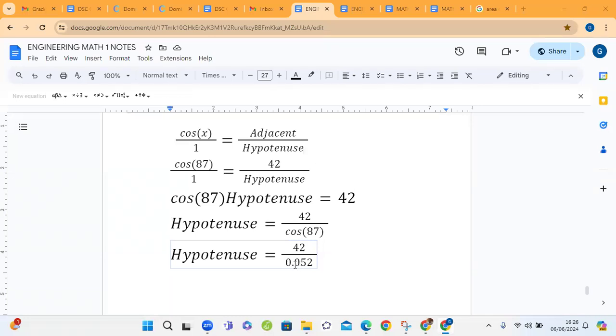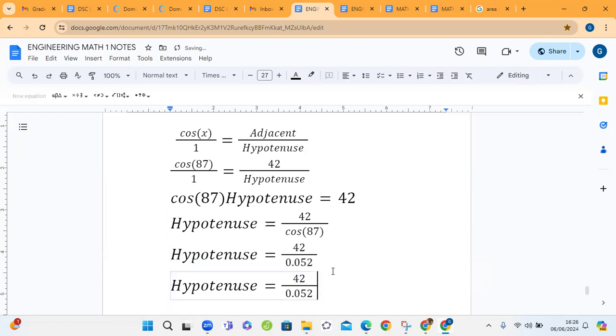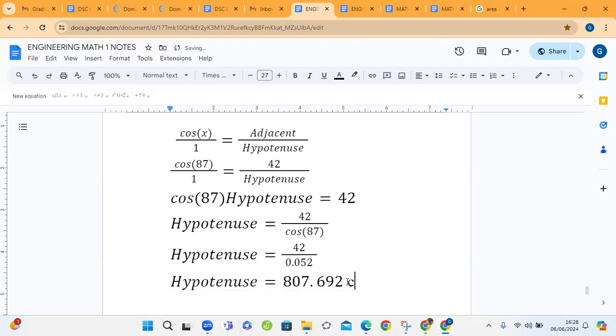So therefore now, in this example, the hypotenuse is 42 divided by 0.052 because 0.052 is cos 87. And we know that the hypotenuse is the longest side, so we're supposed to get a length greater than 42. And that will be, so therefore now the answer is 807.692 centimeters for the hypotenuse.